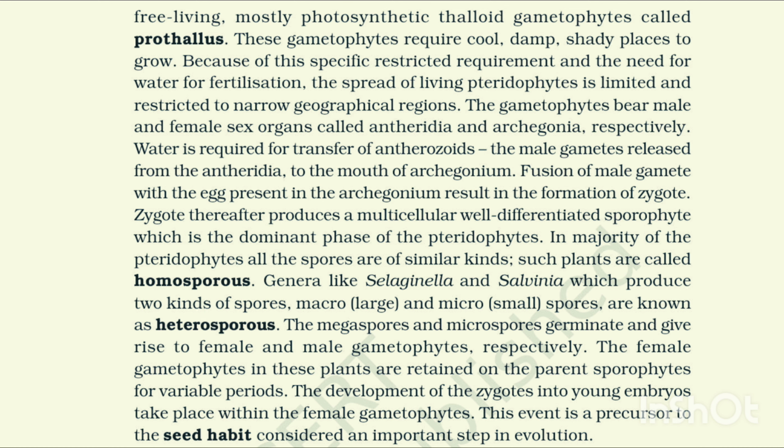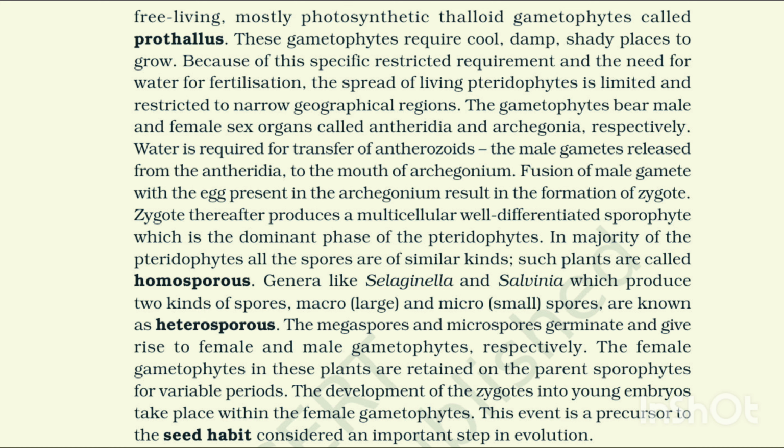The gametophytes bear male and female sex organs called antheridia and archegonia, respectively. Water is required for transfer of antherozoids, the male gametes released from the antheridia to the mouth of archegonium. Fusion of male gamete with the egg present in the archegonium results in the formation of zygote. Zygote thereafter produces a multicellular, well-differentiated sporophyte, which is the dominant phase of the pteridophytes.